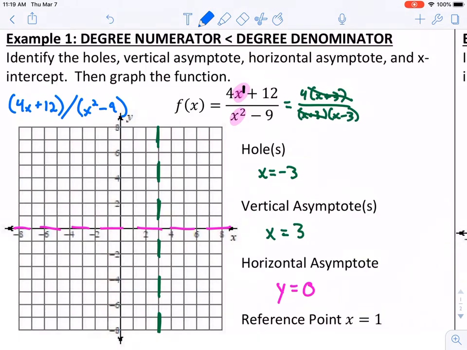The table of values is what we're going to use to find points on our graphs. So I've already done that in my calculator, and I find I have a good point of (-1, -1). So I'm going to plot that, (-1, -1). There's another good point at (1, -2).